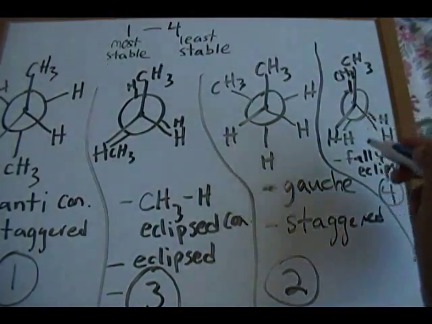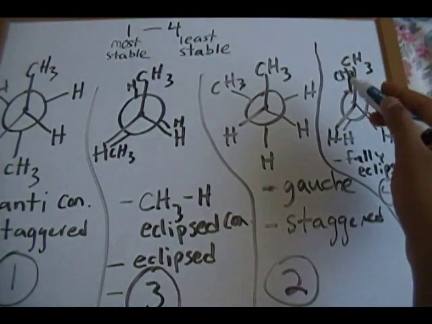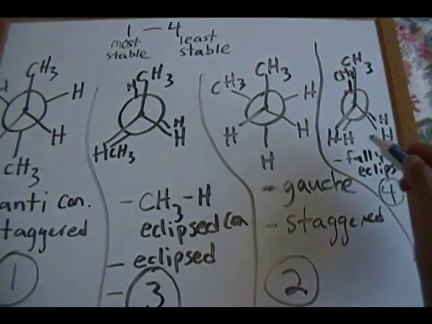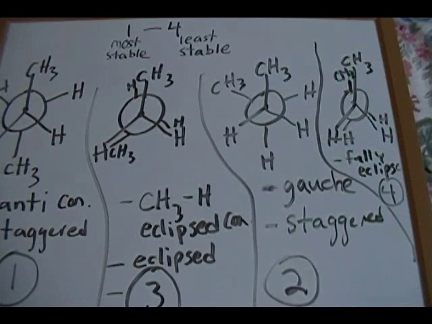Okay. Fully eclipsed, methyl groups interacting. You have torsional and steric strain. H is interacting, and the other H atoms are interacting. Okay. So there you have it. That is the 4 conformers for butane. I like to draw a little plot for you guys.